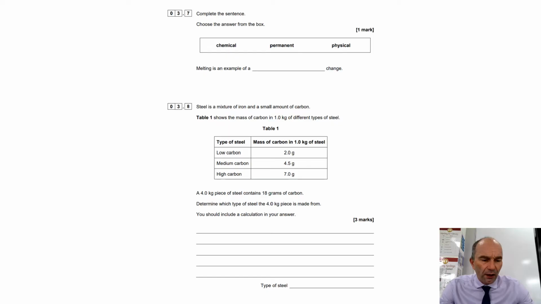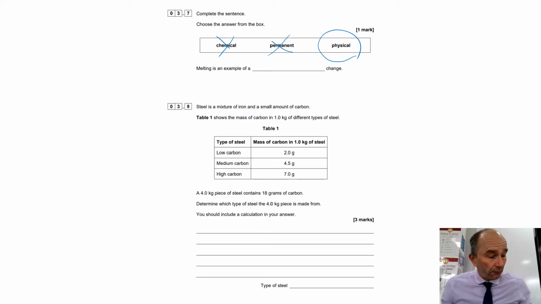And now on 3.7, choose the answer from the box again. So we've got one of three possible choices. Melting is an example of what type of change? Well, melting is definitely not a chemical reaction, so we can get rid of that answer. Melting is an example of a permanent change. Well, that's a load of rubbish as well, because we could just start cooling the temperature and we go back into a solid. So again, the only correct answer is a physical change.